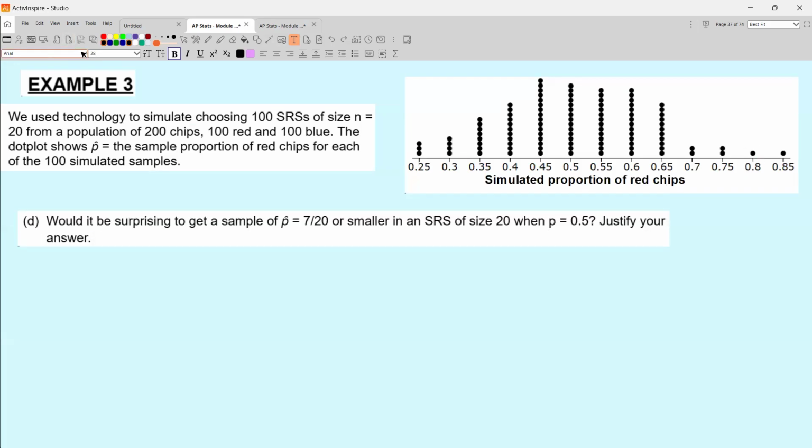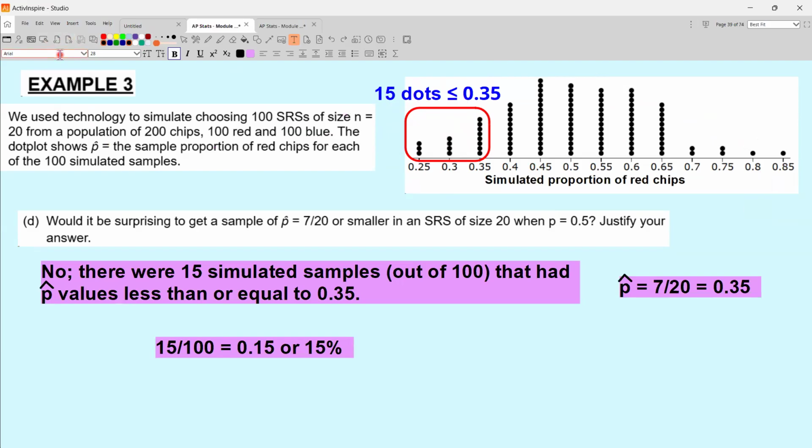Would it be surprising to get a sample of p hat equals 7 over 20 or smaller in a simple random sample of size 20 when the true proportion is 0.5? Justify your answer. So in this case, if you look at all of the numbers that are 0.35 or less, I'm counting 15 dots here, so you can double check those counts. And there are 100 dots on this whole graph. So we have 15 out of 100 that had a p hat, a sample proportion, less than or equal to 0.35. Now, I would say that's not surprising because it's not a very small percentage. 15% is not really below our threshold of 5%. So we would say no in this case.